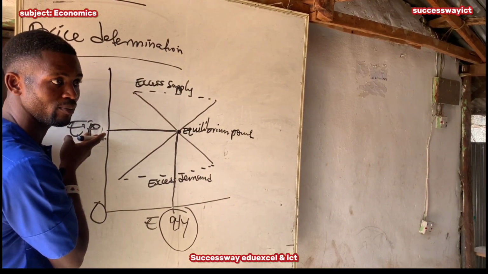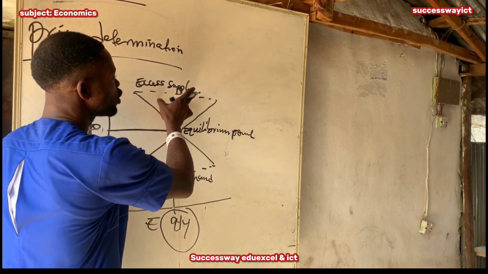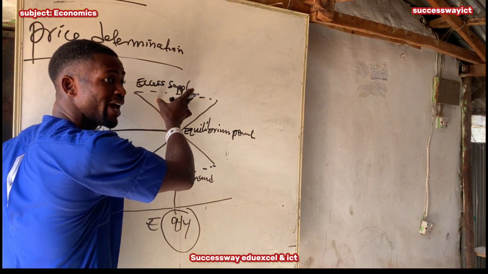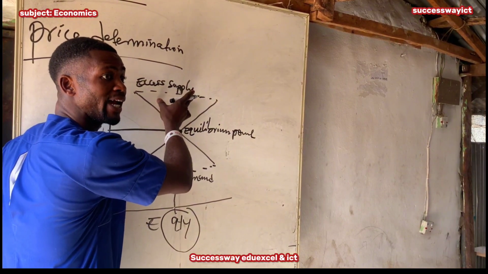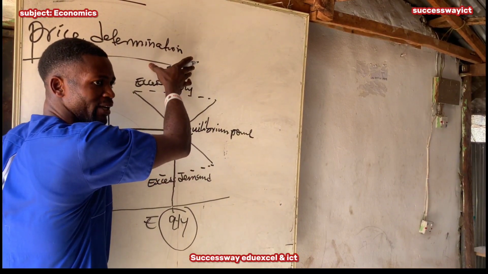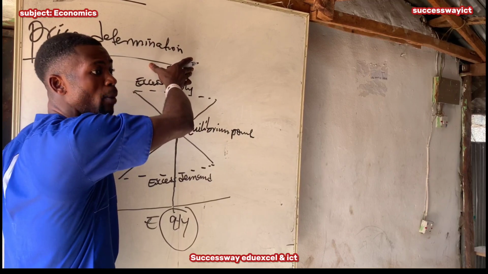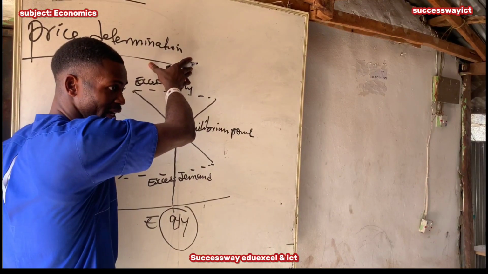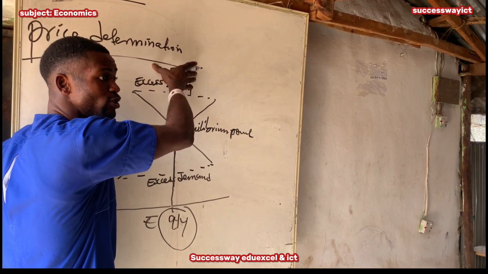Is that clear now? Then I told you a scenario where the quantity supplied became more than the quantity demanded. True or false? Here we are having excess supply. The quantity supplied is more than the quantity demanded. Is that clear now? That is why we have excess supply.